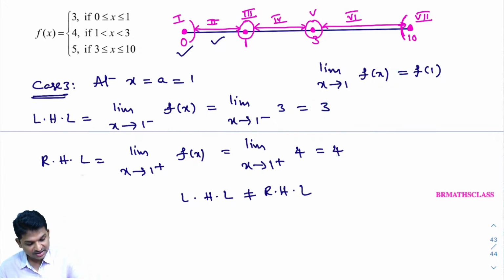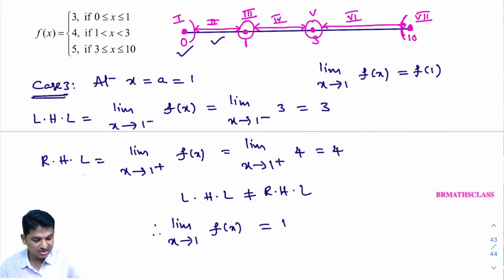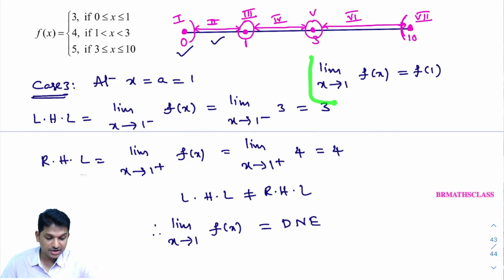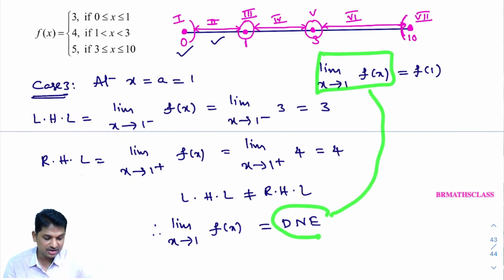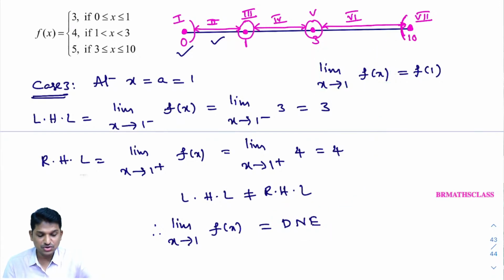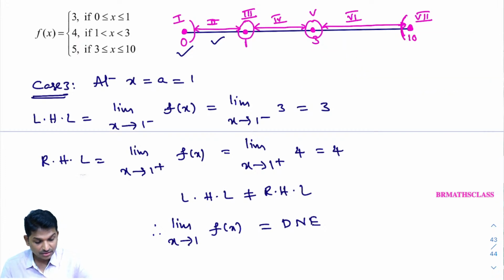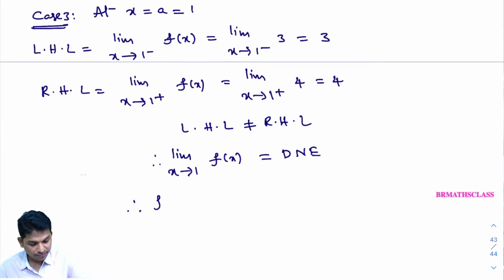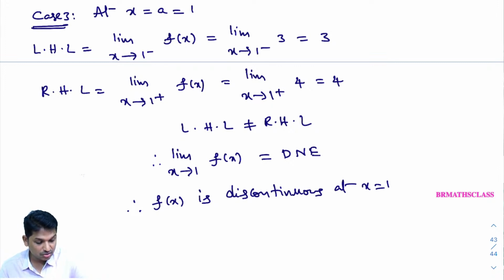Correct? So what I'll write here, therefore limit x approaches 1, f of x. What is this value? This value does not exist. Why? Because left hand limit is not equal to right hand limit. Actually I am trying to check this condition. In the process of checking this condition, first I am trying to calculate this. What I got is that this value does not exist. When this value does not exist, how can I check whether these two are equal or not? I cannot check. So that's why I'll say that this function is discontinuous at x equal to 1. Therefore f of x is discontinuous at x equal to 1.